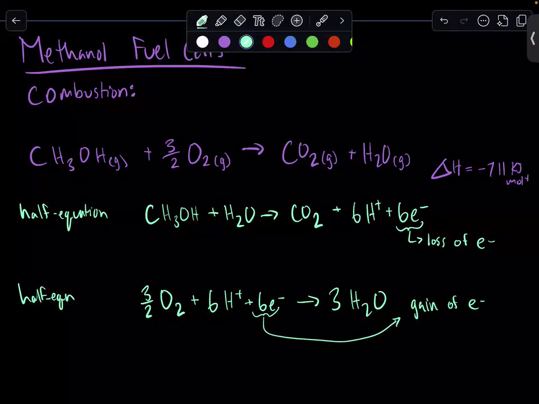So we have names for these. When we lose electrons, we generally call this oxidation.